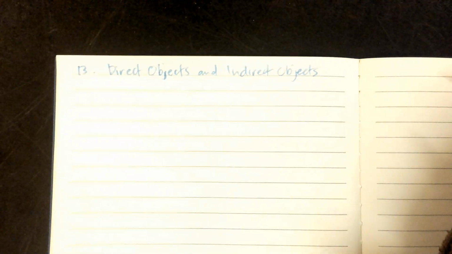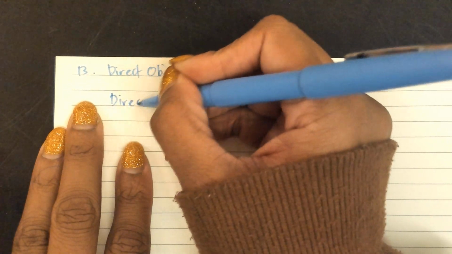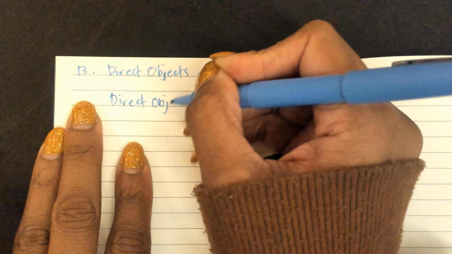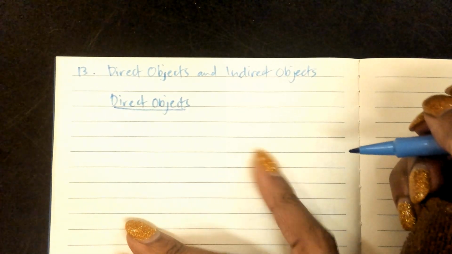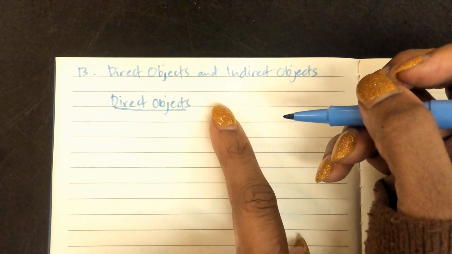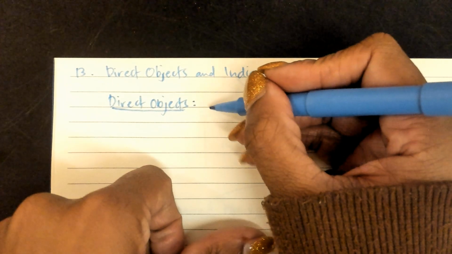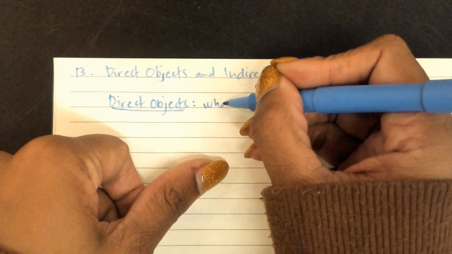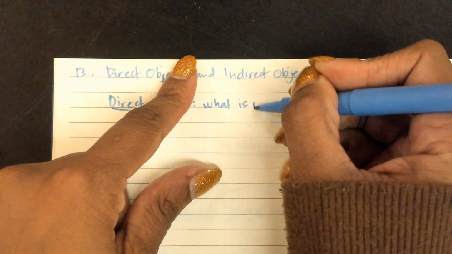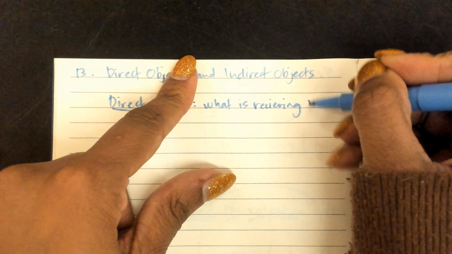Okay, a quick refresher because this could get complicated. So last week we talked about direct objects. It's important to remember, a direct object receives an action. So the question you might want to ask here is, what is receiving the action?